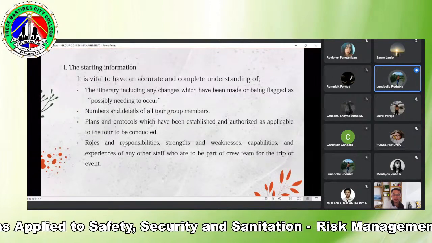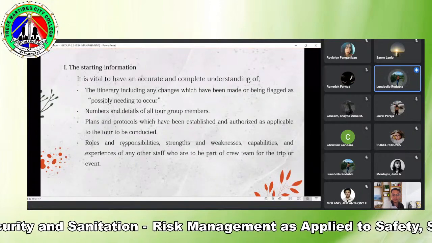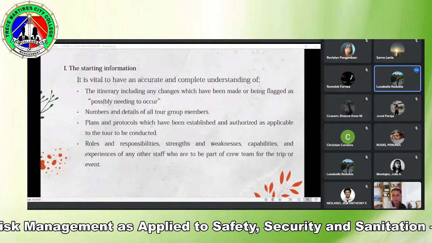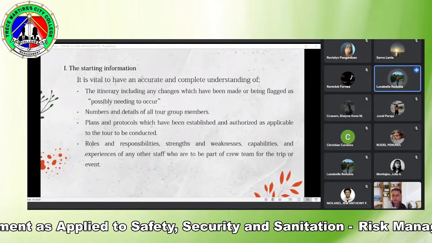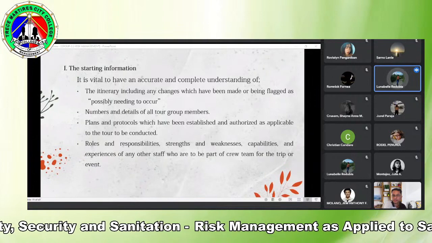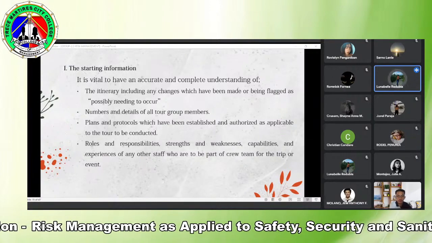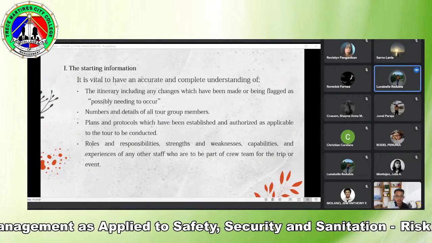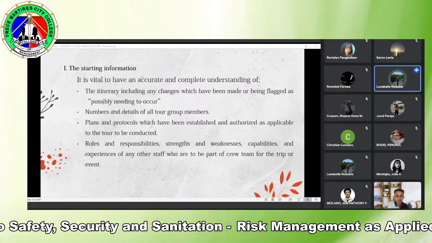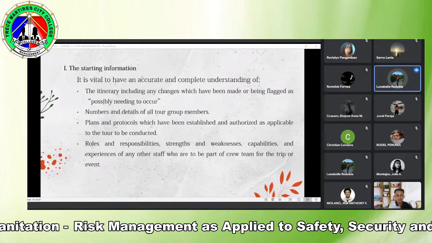Next, the roles and responsibilities, strengths and weaknesses, capabilities and experiences of any other staff who are to be part of the crew team for the trip or event. Roles and responsibilities: ano nga ba yung dapat nating gawin o yung mga naka-assign sa bawat isa? Ano ba yung mga kakayanan ng bawat isa? Kasi importanteng malaman natin yung lakas at kahinaan ng isa't isa for our advantage, na kung may accident na mangyari, we can prevent it from our experience and skills. Mas mapapadali din yung takbo ng tour nyo kung alam natin yung kanya-kanya nating capabilities.